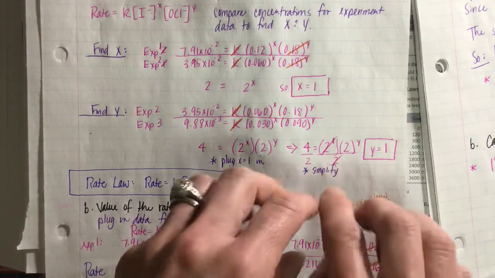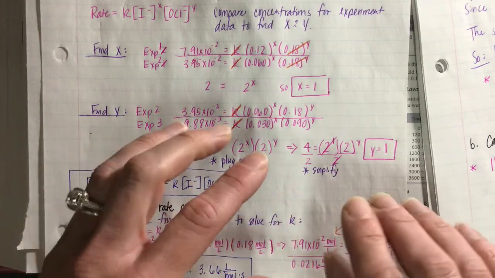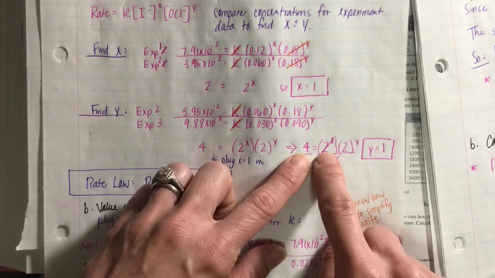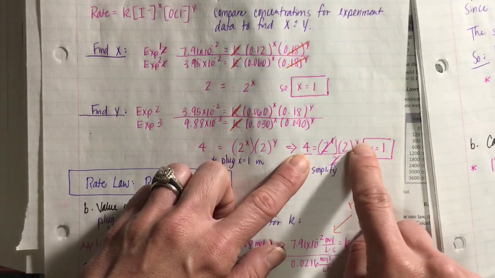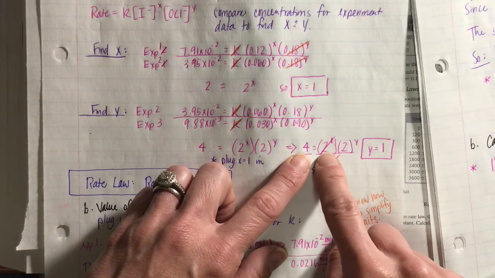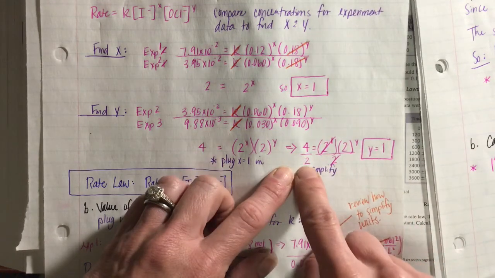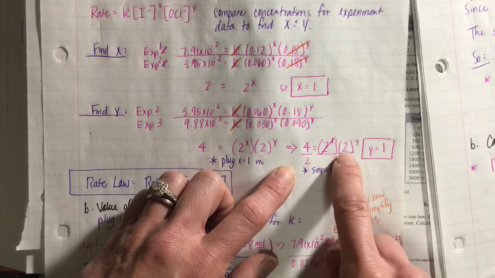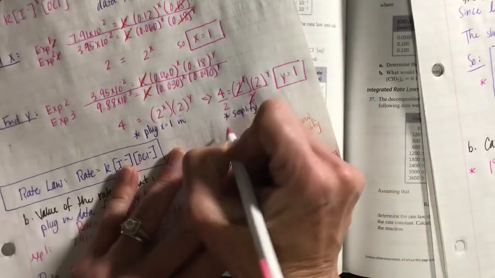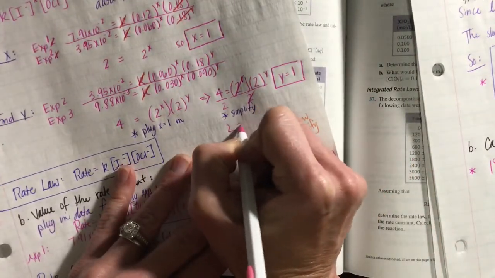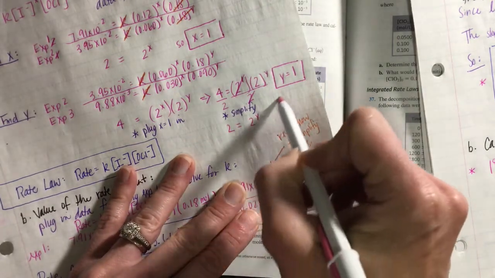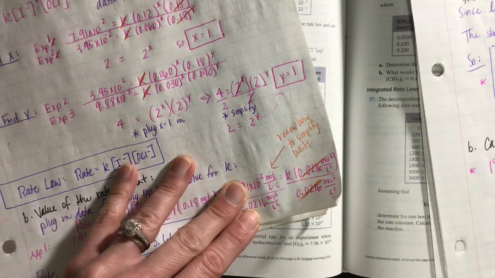I'm a big person about writing everything out so that we can verify what the calculations are going to be. So I've got 4 is equal to 2 raised to the 1, times 2 raised to the Y. This 2 here, I'm going to divide over to the other side to simplify. So that gives me 2 equal to 2^y. 4 divided by 2 is 2. And so that's what allows me to know that my y is equal to 1.